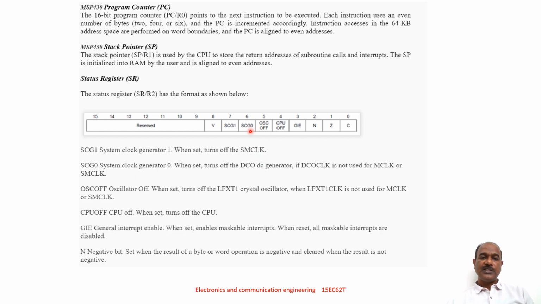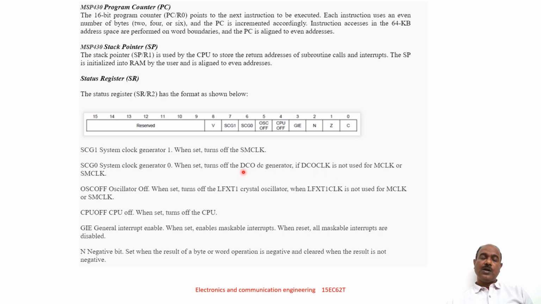Then SCG0, system clock generator bit 0. When this bit is set, it turns off the DCO generator. Internally there is a digitally controlled oscillator, and that generator will be turned off if this bit is set. What is the condition? It applies if the clock generated by this DCO is not used for running the microcontroller as MCLK or SMCLK.